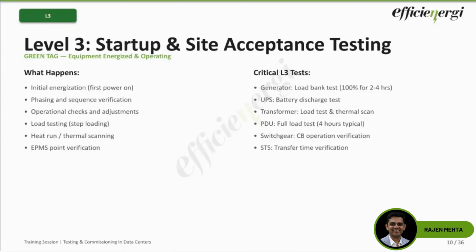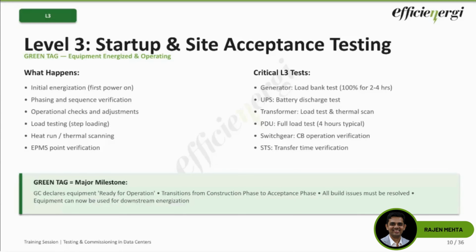It marks, as I mentioned earlier, the boundary between construction and the acceptance phases. The GC is formally declaring that this equipment is now installed correctly and it is operating as designed. So a whole relief can be experienced if we reach this stage without any major issues. And what must be true, or the major milestone for green tag, is that all L1, L2, L3 tests are completed, all test reports have to be approved, your build issues are resolved, your equipment is operating correctly, and the area, most importantly, is safe and clean. So then equipment downstream can also be given the go ahead for energization.